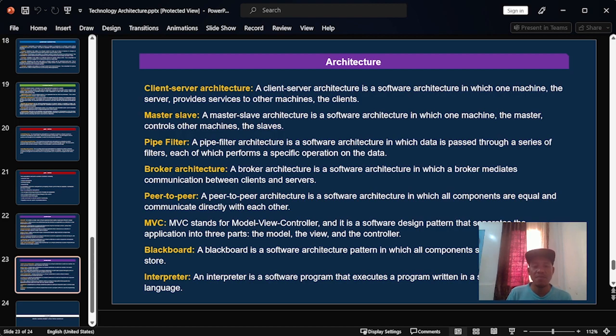MVC stands for Model View Controller, and it's a software design pattern that separates an application into three parts. So the model, the view, and the controller. Blackboard is a software architecture pattern in which all components share a common data store. Okay. Then interpreter is a software program that executes programs written in a specific programming language. Yun. So parang this is gumamit ng special program for the interpretation of the system.